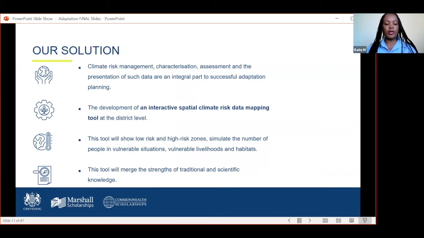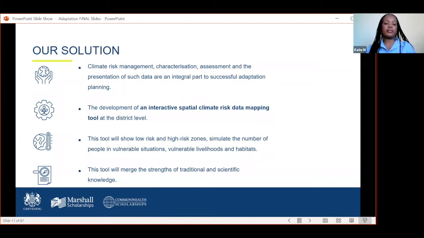So as a solution, what are we proposing? We are saying climate risk management, risk characterization, risk assessment, and the presentation of such data are an integral part of successful adaptation planning. So for Botswana, we are proposing the development of an interactive spatial climate risk data mapping tool at the district level.